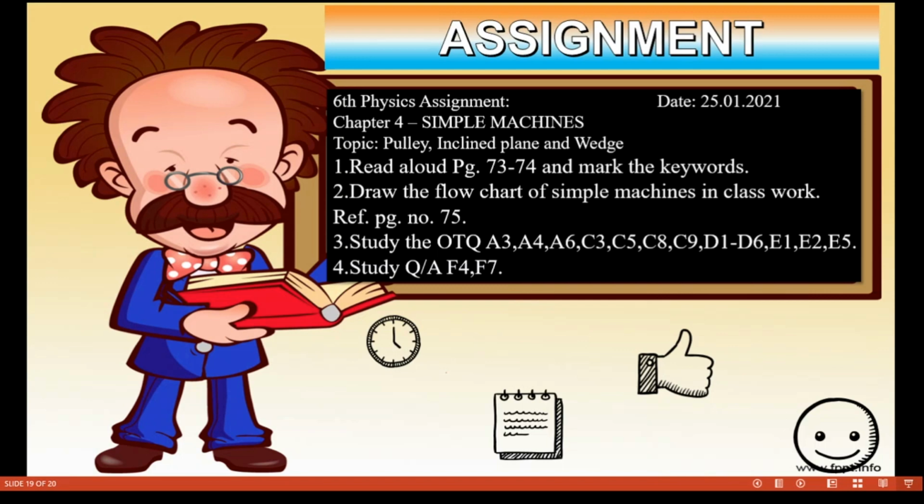Okay, and then study the OTQ. What do you mean by OTQ? Yes, objective type questions. A3, A4, A6, C3, C5, C8, C9 and D1 to D6 is match the following, and again E1, E2, E5 will be the one word answers. These are the objective questions you can answer after listening to this class. You will find yourself it is very easy. And finally you have to study the questions F4 and F7.